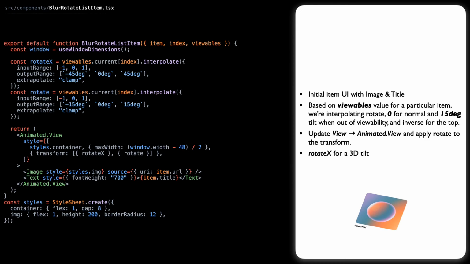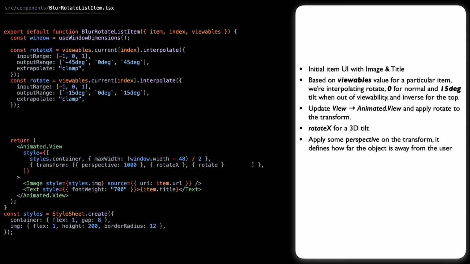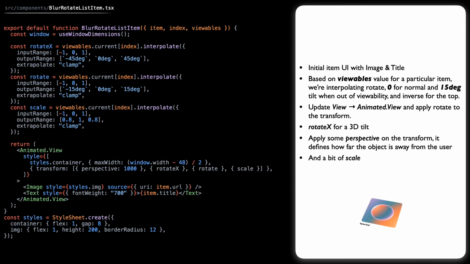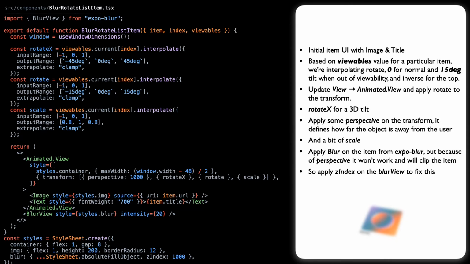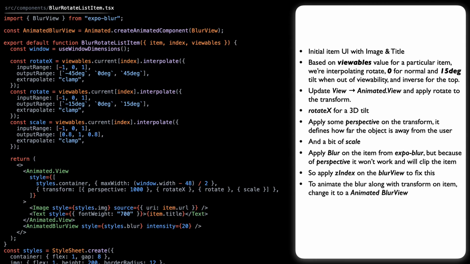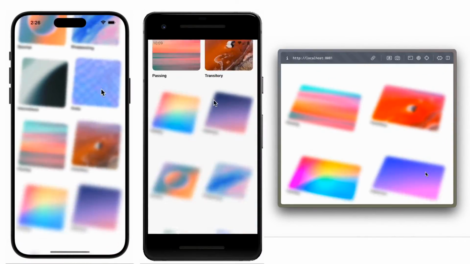Next, we can repeat the same interpolation for rotate X, then apply perspective and interpolation for scale as well. Apply the blur view same as earlier. Because of rotate X, it clips the item, so we apply the Z index. Next, to animate the blur view, change it to animated and same as other, interpolate its intensity. And it's done.